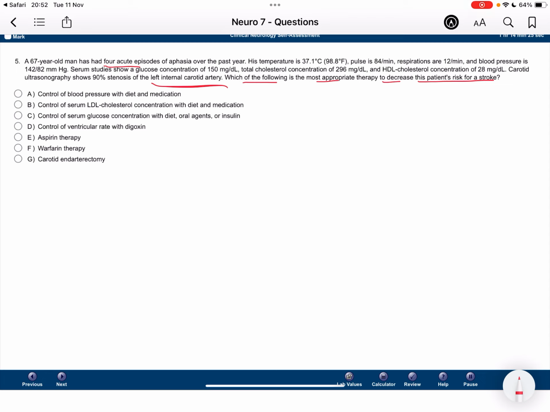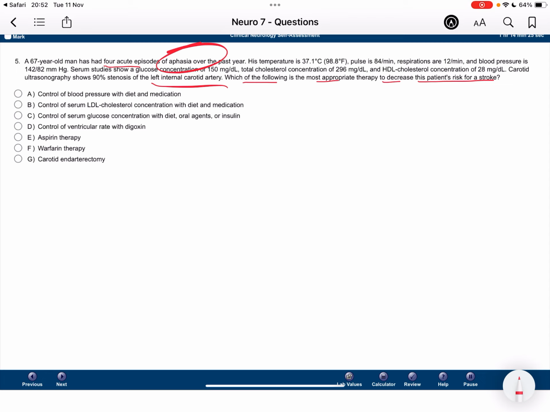Whenever the examiner mentions that the patient has 4 episodes of aphasia, I will have to remember that this patient has multiple transient ischemic attacks. All right, and he did not give me the duration of the episodes, but I might have to consider that this patient might have improved, and he did not give me the examination findings, so I cannot consider if this patient has a stroke or not.